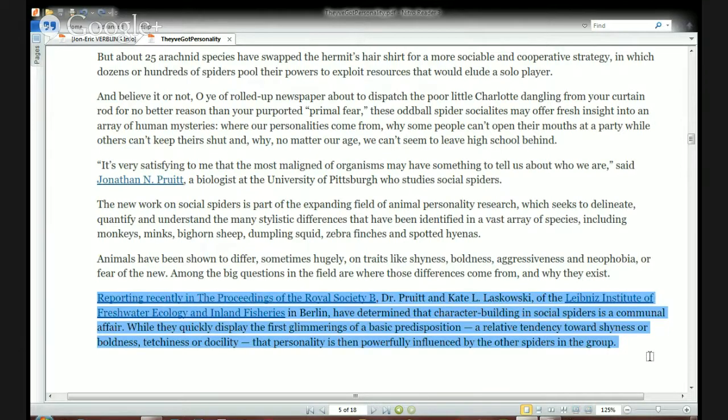The only question here I have is, well, anyway, the research tries to delineate. That means tries to categorize. Delineate is to put lines between, to put lines into, to figure out the structure of something. Another way to say that would be to clarify. Seeks to clarify and quantify and understand many stylistic differences between the arrays of species. Okay, so we know that they differ on different traits like shyness, boldness, fear of the new, etc. Let's find out the surprising things. Why don't we go there?